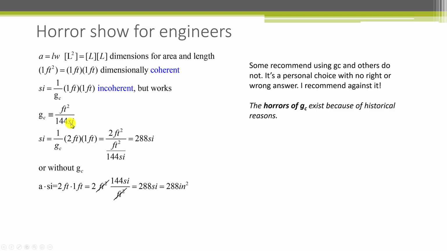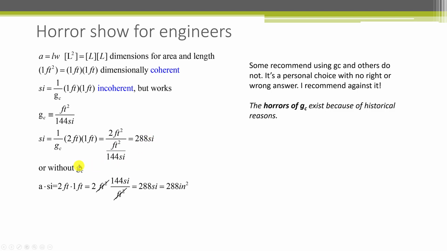Now you can think of an SI as a square inch. The SI is 1 over G sub C for a 2 foot by 1 foot object. So you would take 2 feet squared divided by this G sub C factor and end up with 288 square inches, which is the correct answer.